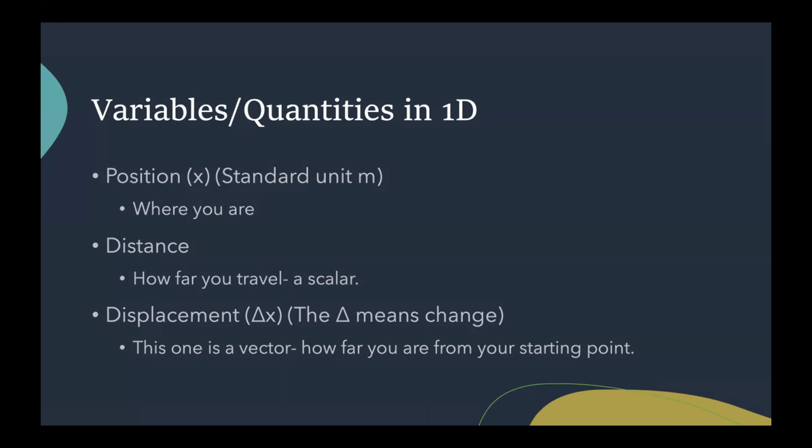It's basically a position. I think it should be a vector because, you know, you can be 5 to the north or 5 to the southeast. But yeah, you're going to see this represented by the variable x. The standard unit is meters. And in 1D, it's basically just the spot on the number line.